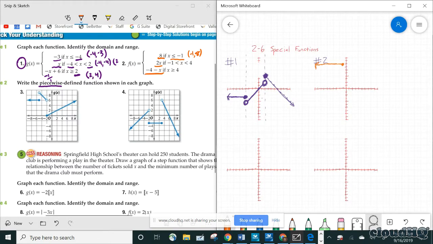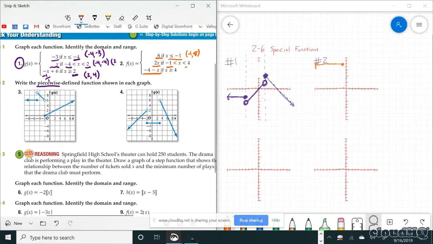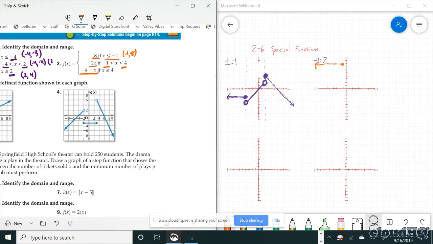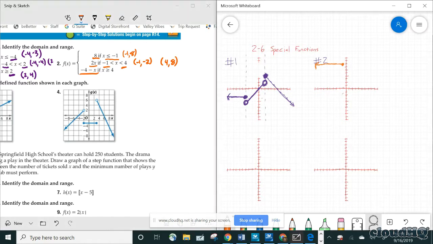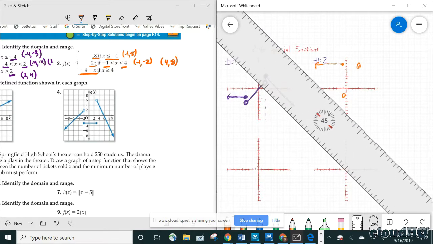The second one has x or domain values of -1 and 4, so let's plug both of those in. I plug -1 in, 2 times -1 is -2. And then I'll also plug in 4. 2 times 4 is 8. So those will be the 2 endpoints of this middle section. It's really a segment, not a ray. So -1, -2 was an open interval. And then 4, 8. 2, 3, 4, also an open interval. 2, 3, 4, 5, 6, 7, 8. And I just want to connect those two. So take my ruler here.